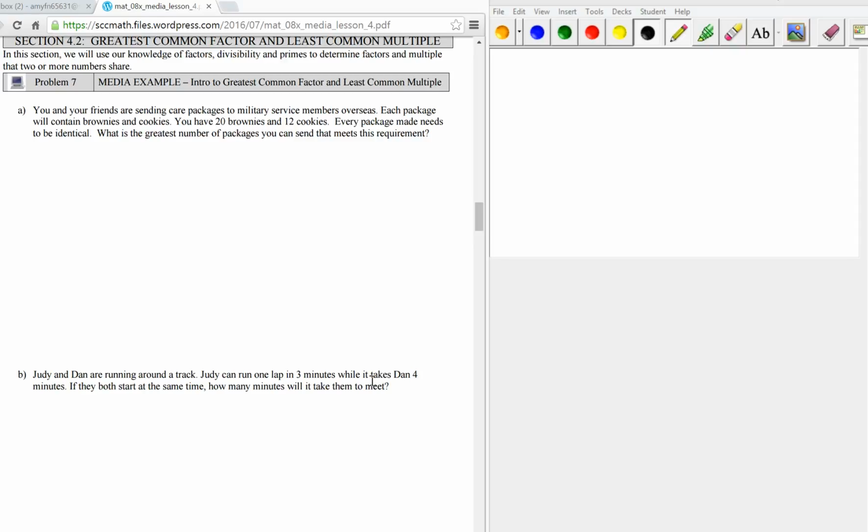So a way you could use a table. Judy and Dan are running around a track. Judy can run 1 lap in 3 minutes. Dan takes 4 minutes. If they start at the same times, how many minutes will it take them to meet? Okay, so this is a least common multiple question, but they could solve this just by making a list of numbers without ever thinking, oh, I need to find least common multiple.